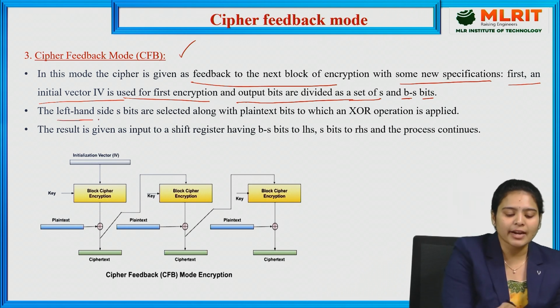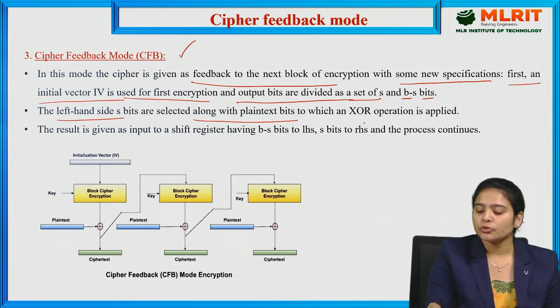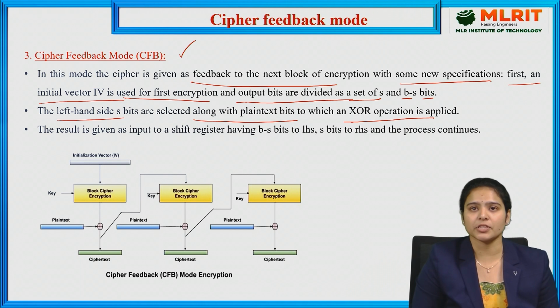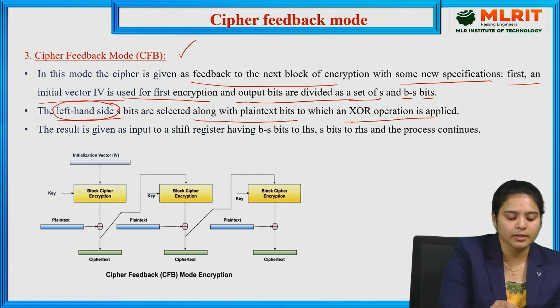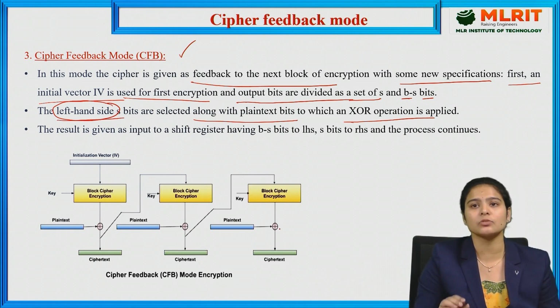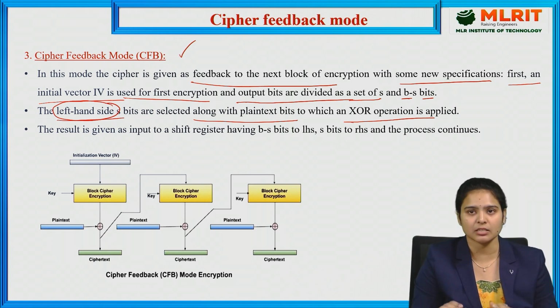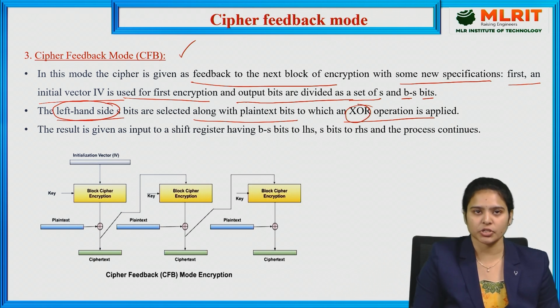On the left hand side, we are going to use S bits along with the plaintext bits to perform an XOR operation. This is the most important one. On the left hand side, S bits are selected along with the plaintext bits. Whatever plaintext bits we select on the left side, we select in S bits format, and for these S bits we apply the XOR operation.